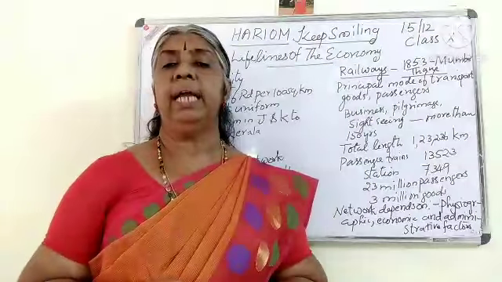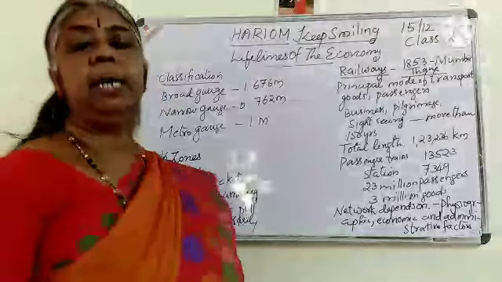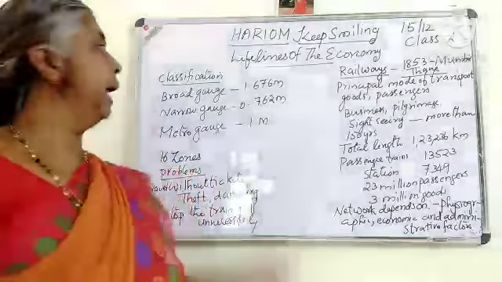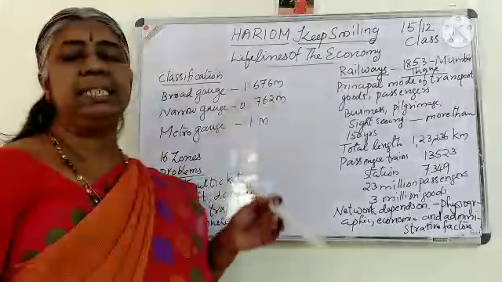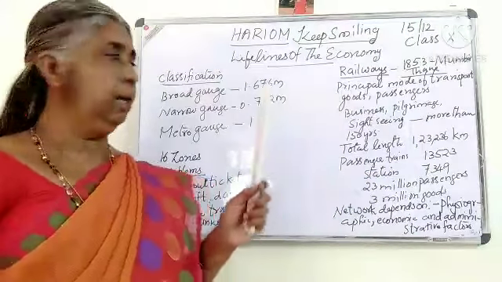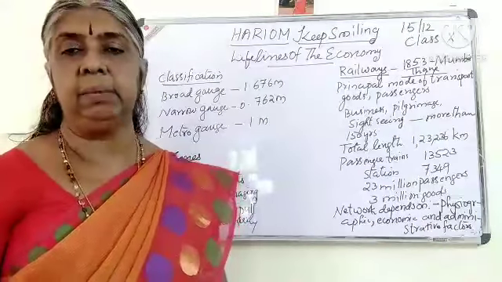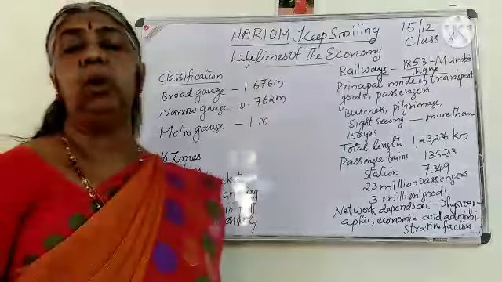Now we can analyze the classification of the railway lines. As per the gap between the railway tracks, the space between the railway tracks, we can classify them into broad gauge, narrow gauge and metre gauge. What do you mean by broad gauge? 1.676 meter is the width between the railway tracks, narrow gauge is 0.762 meter, and metre gauge is 1 meter. Nowadays railways have converted many of the narrow gauges and metre gauges into broad gauges.